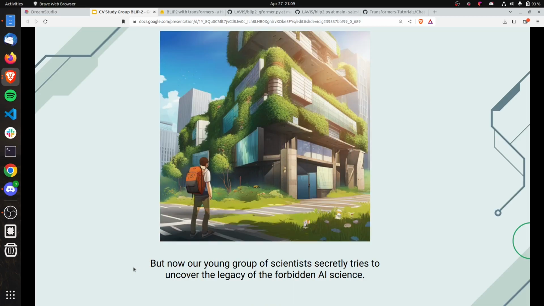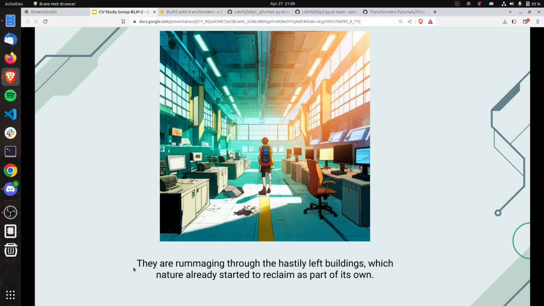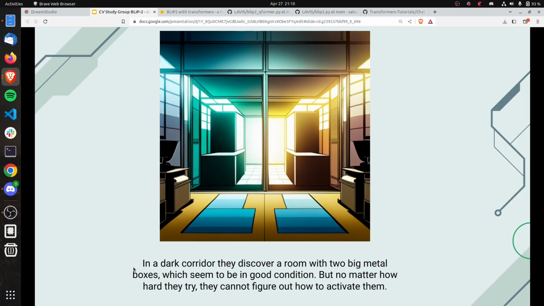But now our young group of scientists secretly tries to uncover the legacy of the forbidden AI science. They are rummaging through the hastily left buildings, which nature already started to reclaim as parts of its own. In a dark corridor, they discover a room with two big metal boxes which seem to be in good condition. But no matter how hard they try, they cannot figure out how to activate them.